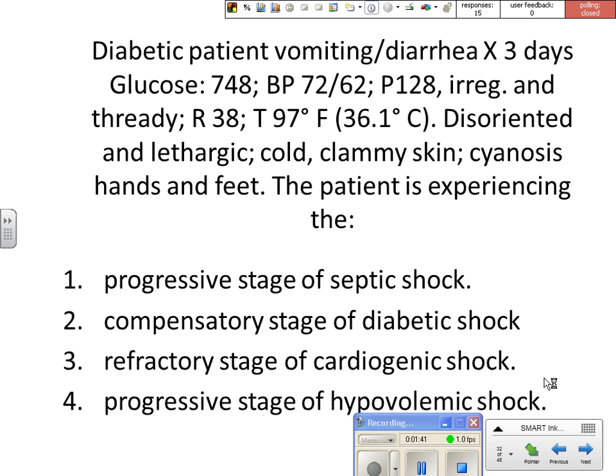We have a diabetic patient, vomiting, diarrhea, times 3 days, glucose is 748, blood pressure is 72/62, pulse 128 and irregular and thready. Respiration is 38, temp 97, disoriented, lethargic, cold, clammy skin, cyanosis of the hands and the feet. The patient is experiencing the progressive stage of septic shock, the compensatory stage of diabetic shock, the refractory stage of cardiogenic shock, the progressive stage of hypovolemic shock.